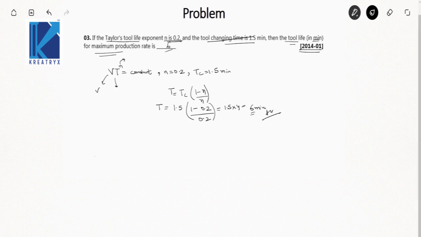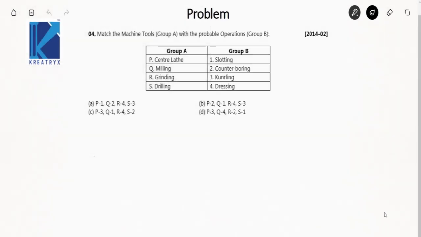Now moving to the next question. See, this is again a GATE question from the year 2014, and this is a match the following question. So first of all, in group A they have mentioned center lathe, milling, grinding, drilling, and in group B they have mentioned slotting, counter boring, knurling, and dressing. So group A basically contains machine tools, and group B contains operations. What kind of operations can be performed on these tools?